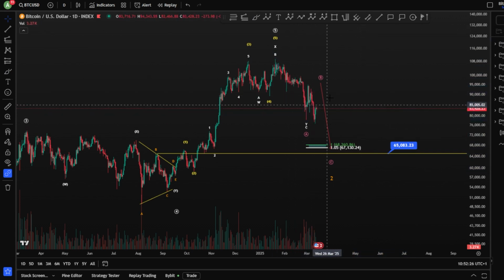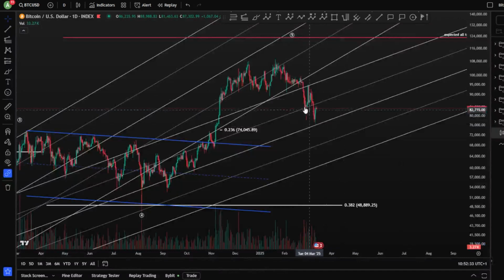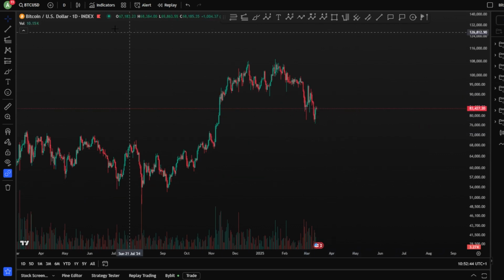Now, if we dive deeper inside this area, and before moving inside it totally, I would like just to mention that we are still in the base channel as well, and taking this midline here as a resistance, meaning we are still very far from the bullish scenario as well.